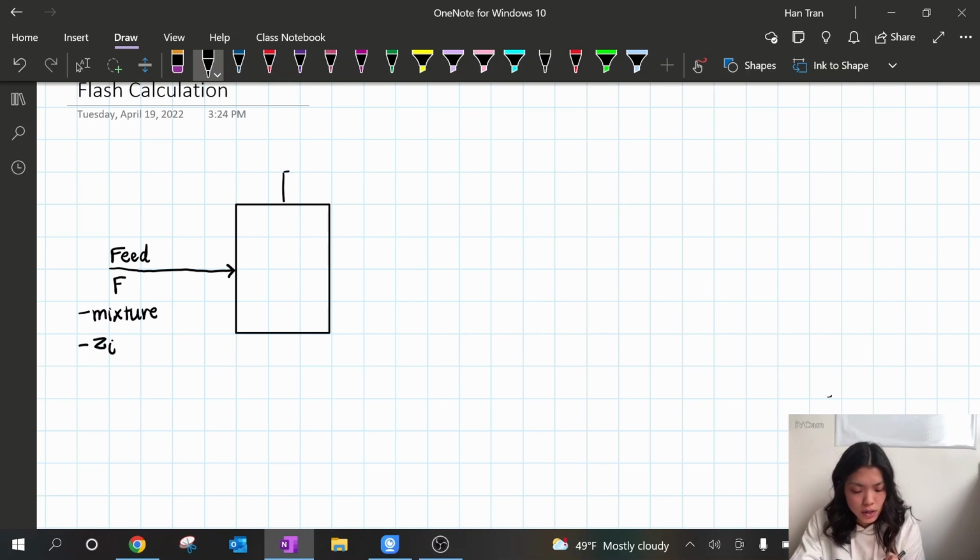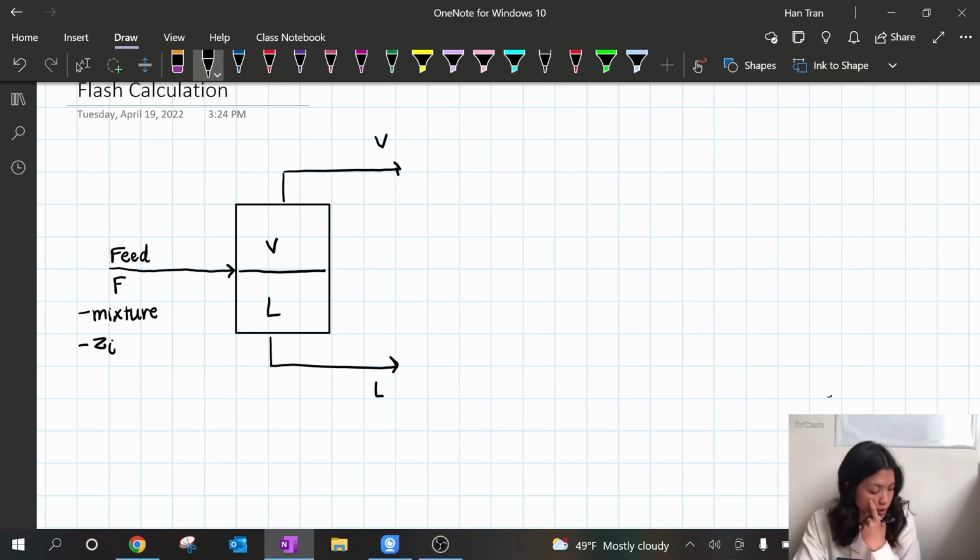Coming out of this flash drum is going to be liquid and vapor. So as it goes into this drum, it's going to separate into vapor and liquid, and then it's going to come out as vapor and liquid in separate pipes, and then there's going to be a vapor mole fraction and a liquid mole fraction. Additionally, we are given a set temperature and a pressure.